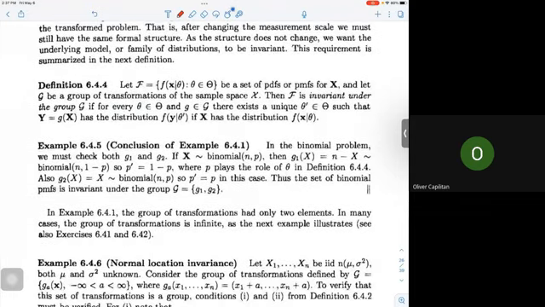So we let script F be the set of all PDFs or PMFs for our sample X, and let script G be a group of transformations on the sample space script X. Then script F is invariant under the group script G if, for every theta an element of the parameter space big Theta and g an element of the group of transformations script G, there exists a unique theta prime an element of the parameter space Theta such that Y equals g of X has a distribution f of y given theta prime, and X has a distribution f of x given theta.